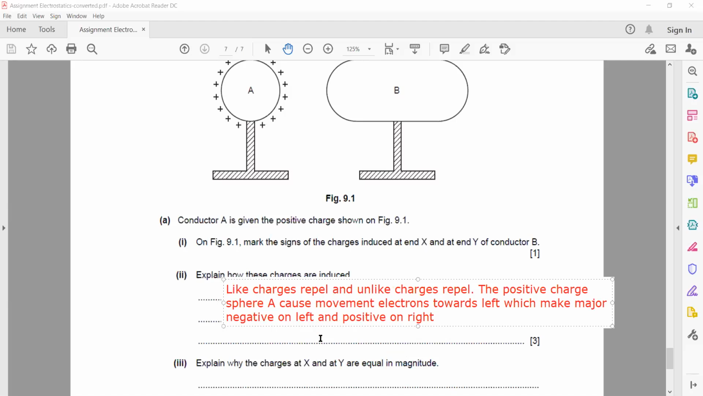So you have to mention the law of electrostatics: like charges repel and unlike charges attract. The positive charged sphere will cause the movement of electrons. It will attract the electrons. The positive charges experience repulsion, but they are not able to move because of their size and structure. They are in a lattice, a regular arrangement, so they are not able to move in the lattice due to this force, but they experience the repulsion.